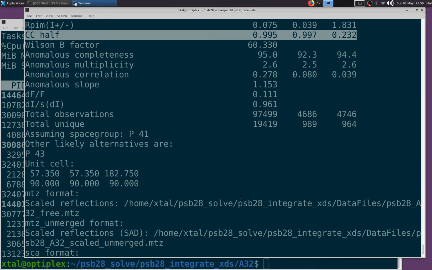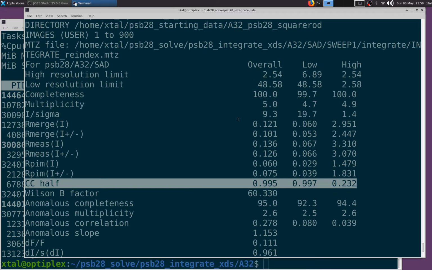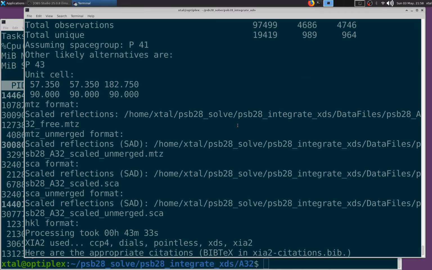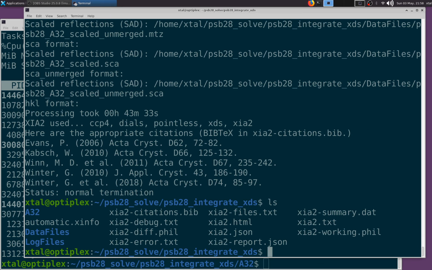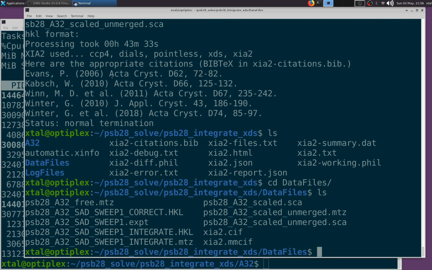So we will take this data processing just as is and use it. If we look, this is what Xia 2 has given us. If we look at the data files, the one to use is PSP28A32 free. So if we just take a look at that.